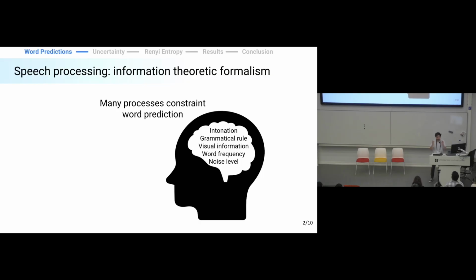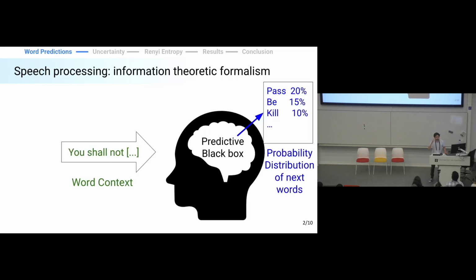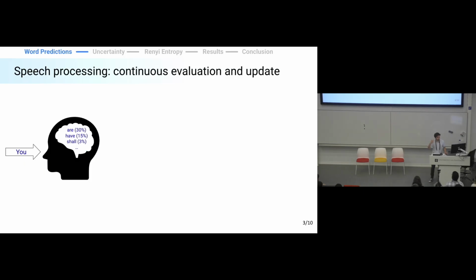Now, there are two issues with that. First, this is very complex, and two, I'm not clever enough to figure it out. So I sweep everything under the information theoretic formalism, and I just say, yes, your brain is a predictive black box. This black box is taking a certain context, so just a sequence of words, and it outputs a probability distribution of next words. And where speech is so interesting is that you have a never-ending flow of words coming in.